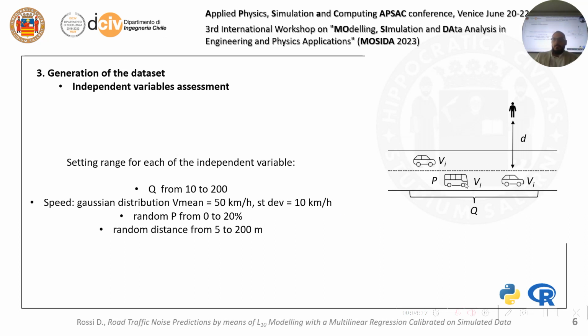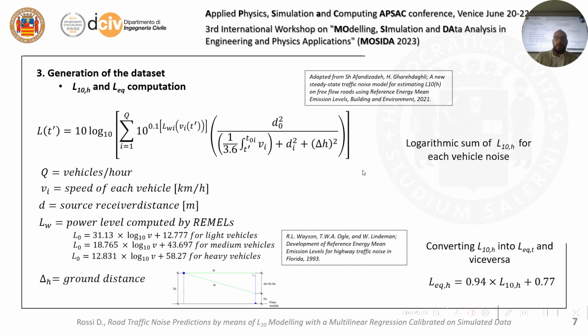This is the idea. In this little scheme, you have a receiver, that is a human being, at a certain distance from a road, and then you have N vehicles. Each one has a different speed. You have heavy vehicles, measured as a percentage of the whole of cars passing, and then you have the total amount Q, of vehicles passing per unit of time.